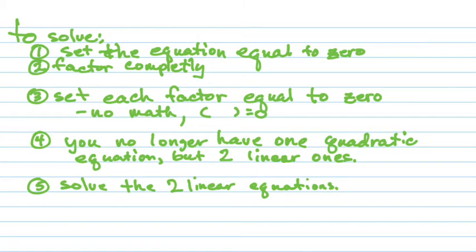Now, if I solve two linear equations, how many answers do I expect to get? Two. So I've turned something with one equation into two equations, so that means I'm going to get two answers most of the time.